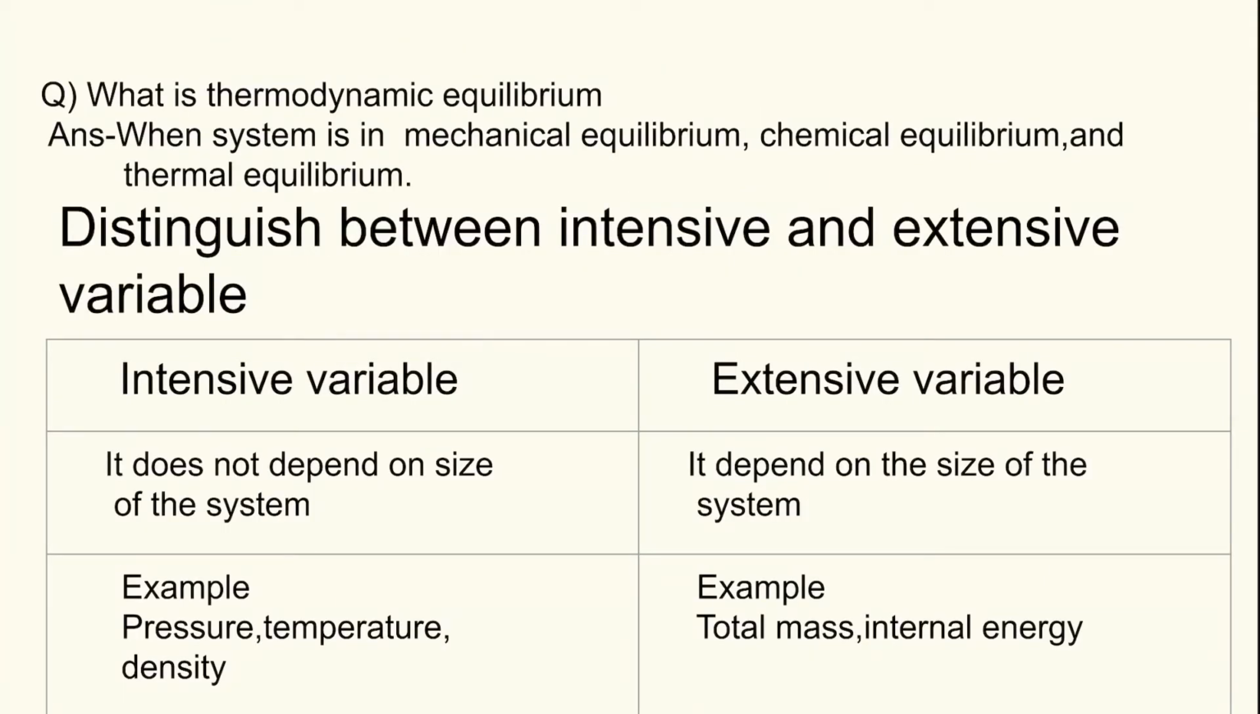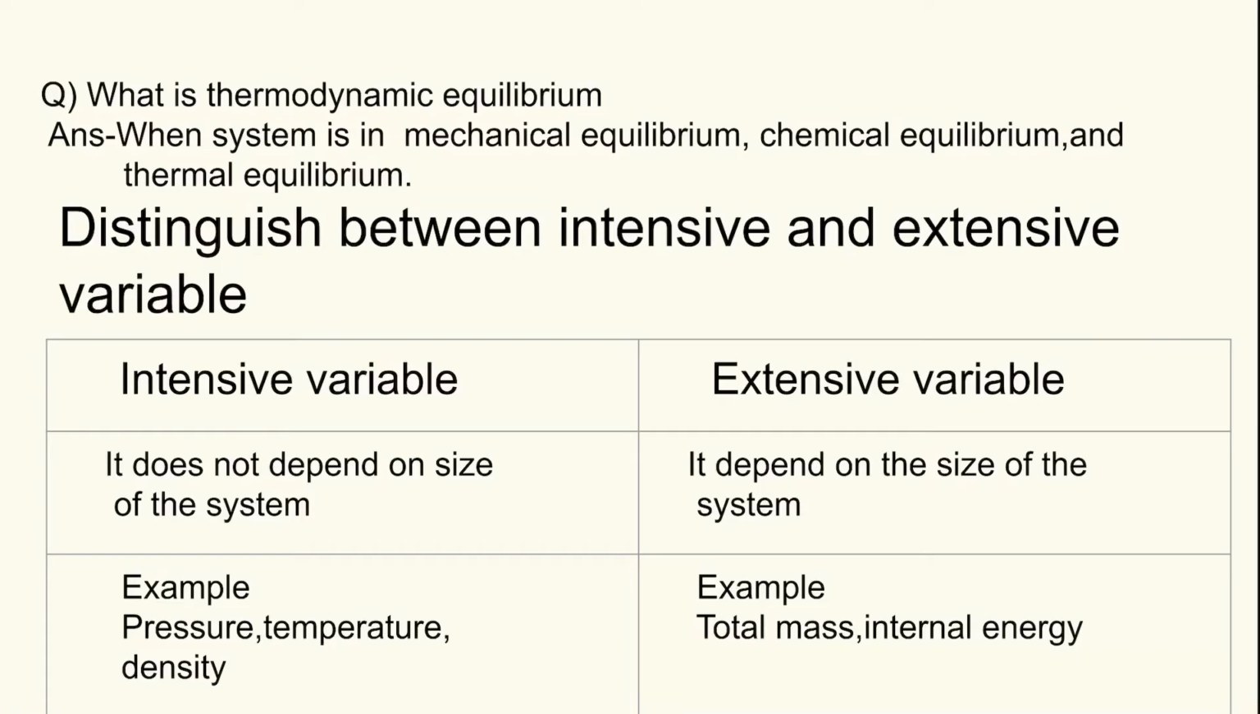What is thermodynamic equilibrium? When a system is in mechanical equilibrium, chemical equilibrium and thermal equilibrium. Mechanical equilibrium, you know, is when all the forces acting on the system are zero. Chemical equilibrium is when there is no chemical reaction inside the system. Thermal equilibrium is when there is no flow of heat from one part of the system to another part of the system.